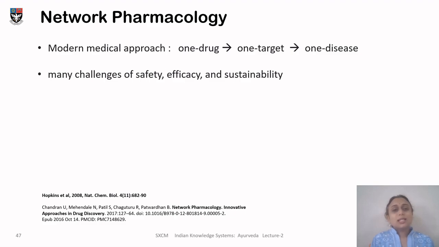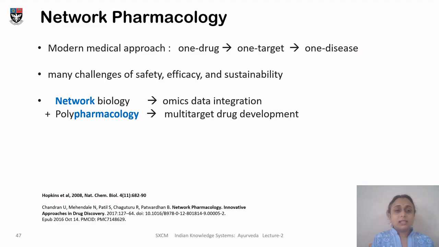We now move on to another topic, which is network pharmacology. The modern medical approach to treating diseases has been that one drug targets one particular protein or molecule in the body, and that cures a particular disease. So it's a one drug, one target, one disease approach. However, this poses many challenges to the safety, efficacy and sustainability of such treatment. In current times, when we are bombarded from all sides by various types of pathogens, just having one drug targeting one target and treating one disease does not seem a feasible option.